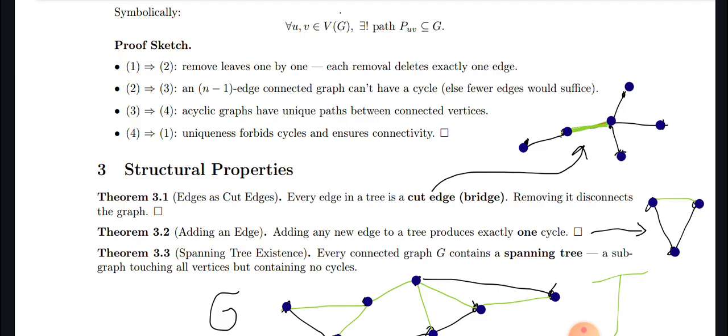That makes the structure feel very rigid and predictable. Okay, so what happens when we modify a tree? Does it keep its properties? If you modify it carefully, yes. Theorem 17.2 looks at deletion.